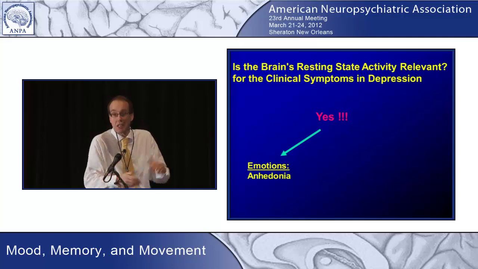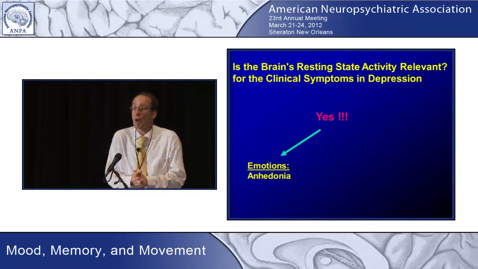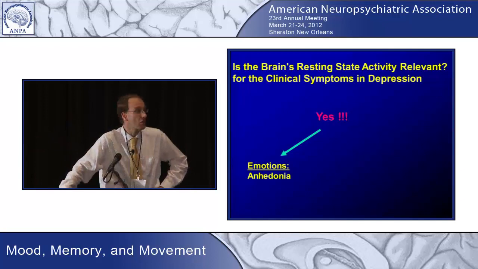So it is obviously in emotions. Emotions is a very heterogeneous construct. It involves emotion perception, emotion judgment, anhedonia, emotional reappraisal. So it has different components. And I will show you a little bit of that and how that is related also to the clinical symptoms.